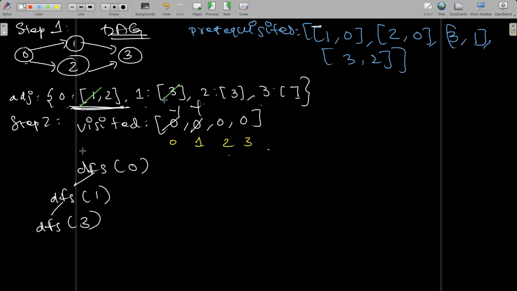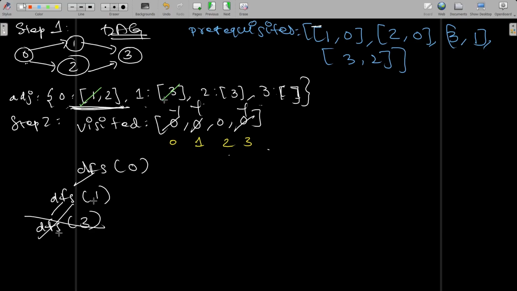Right. Now we perform a DFS call in 3. On performing a DFS call in 3, we change this to -1 because 3 is getting visited now. Now we go inside 3's list over here, but there is nothing present inside 3's list. So we finish up the call, right? So 3's DFS call is getting completed now. It's getting completed, and we go back.